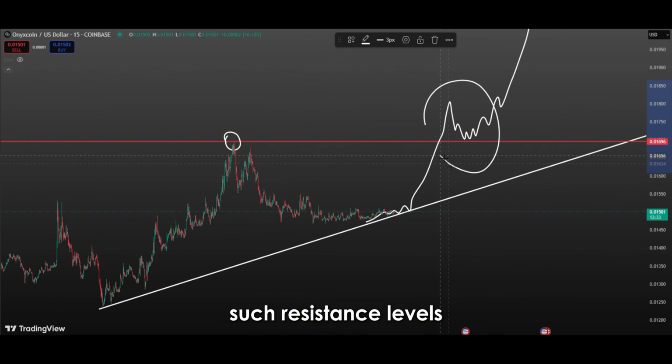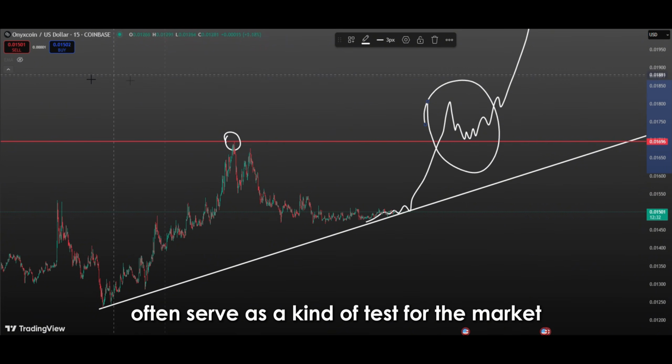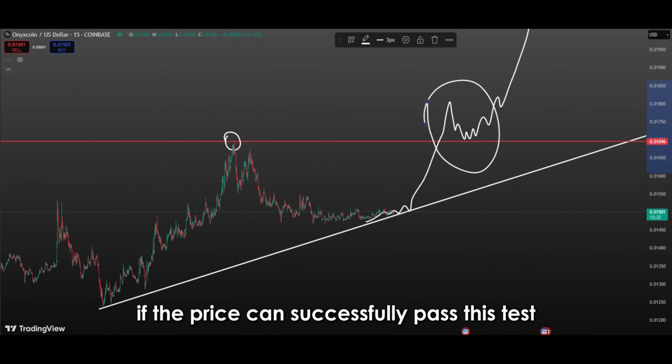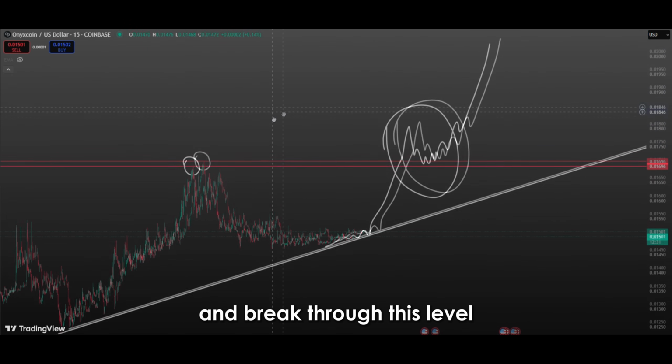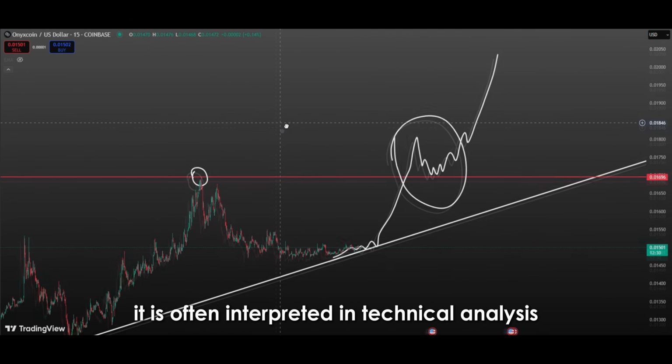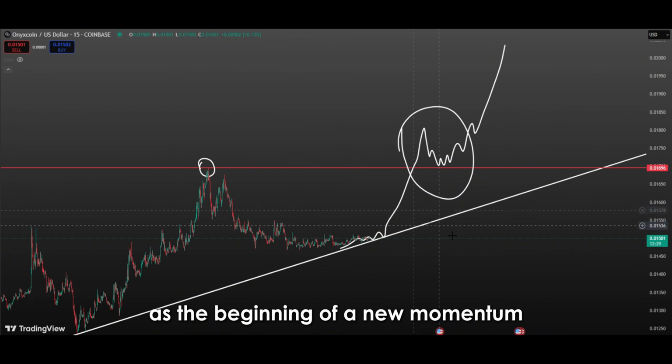Such resistance levels often serve as a kind of test for the market. If the price can successfully pass this test and break through this level, it is often interpreted in technical analysis as the beginning of a new momentum.